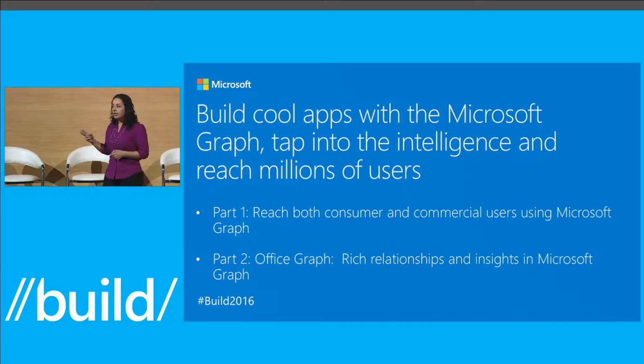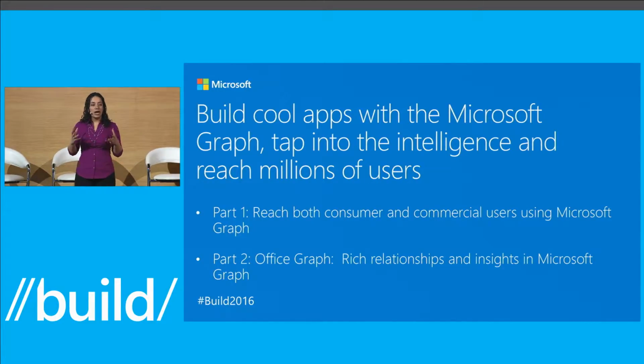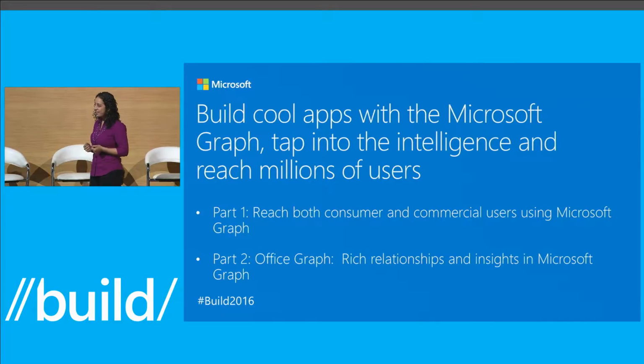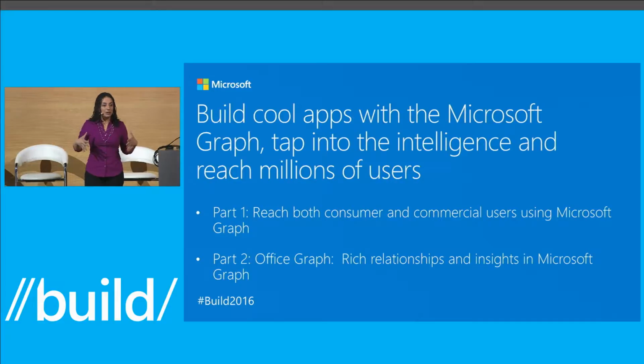In the second part, we're going to talk about the Office Graph, which is the brain behind the Microsoft Graph, calculating rich insights and relationships between the data that we have sitting in Office 365 and Azure AD. With that, we're going to start with the first part.